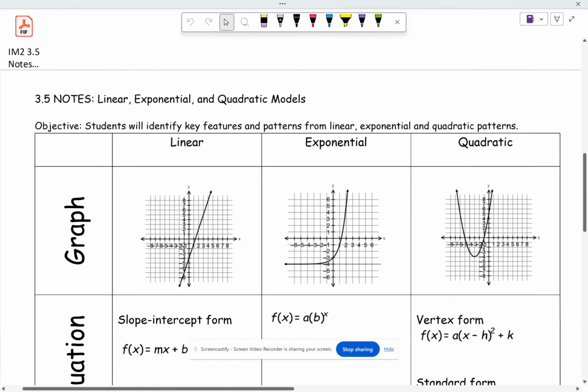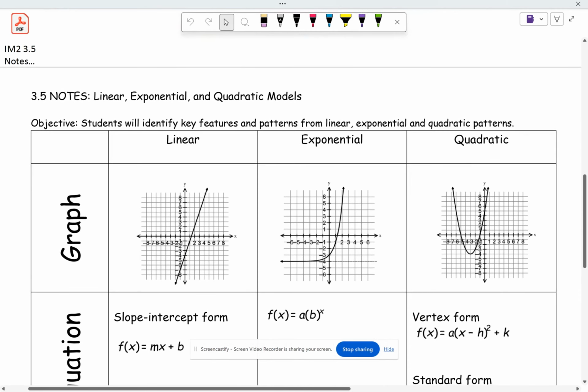Okie dokie. All right, so you might get a little dizzy as I go through this, but we're gonna go kind of through this entire thing. A lot of this is already written for you, so a lot of this is just gonna be paying attention and kind of looking at what we've got here. So we've got three different kinds of functions, right? I've got linear, I've got exponential, and I've got quadratic.